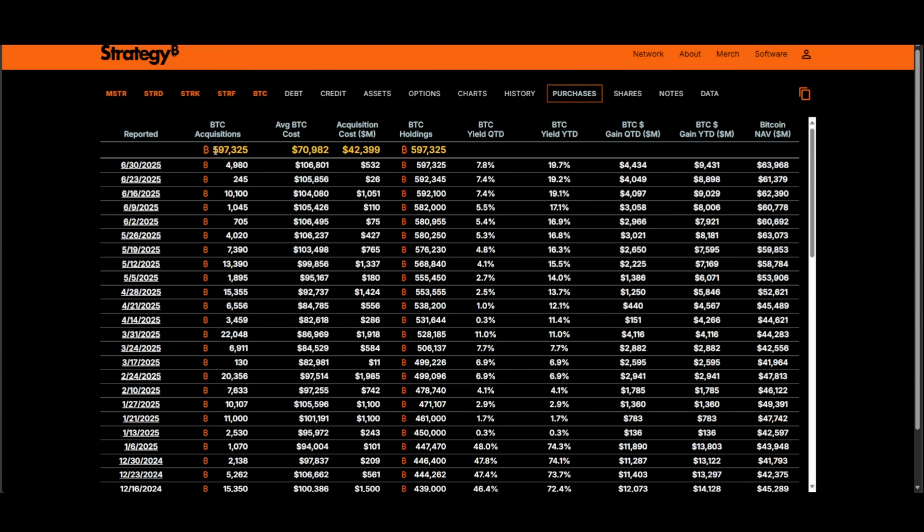MSTR holdings still 597,325 Bitcoin, and they didn't buy last week, so I'm expecting them to buy this week. Hopefully a decent amount. It's probably going to be right around 110, 112,000 as an average purchase, but that's just going to continue to go up over time.